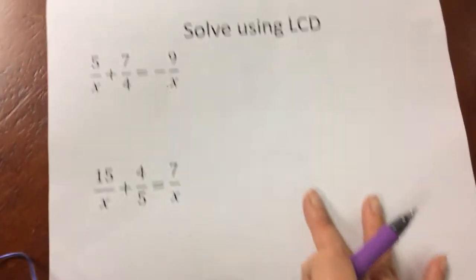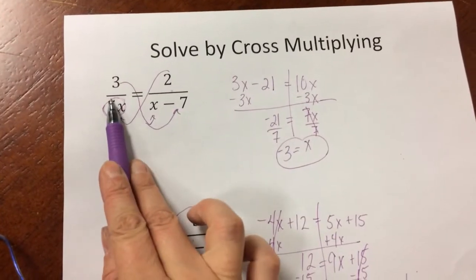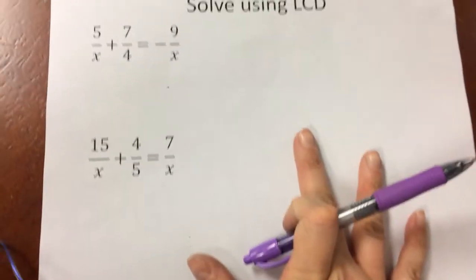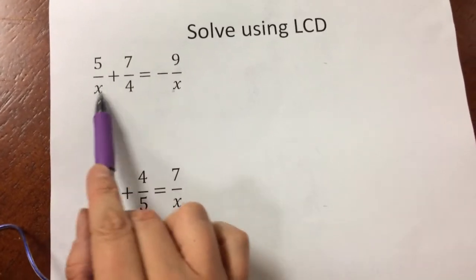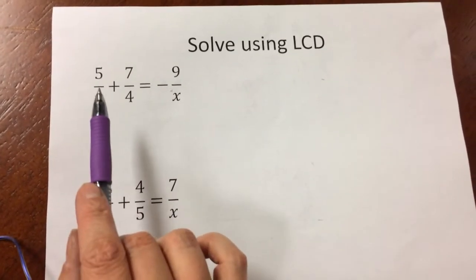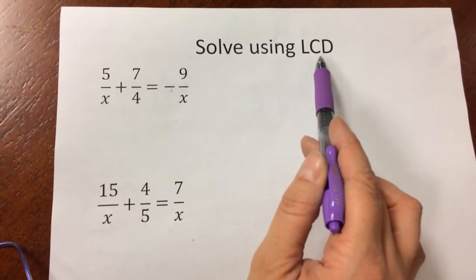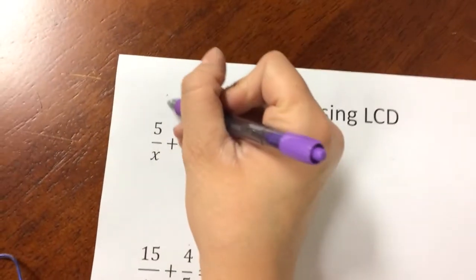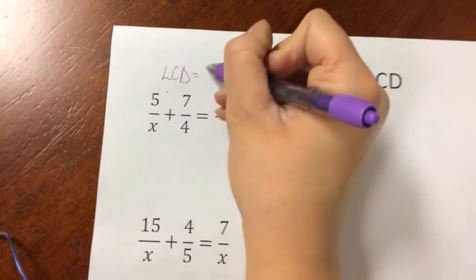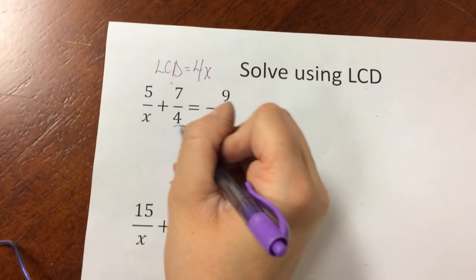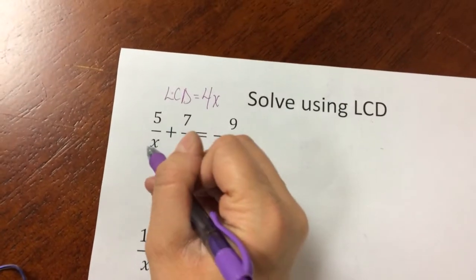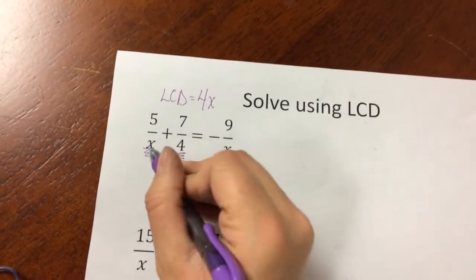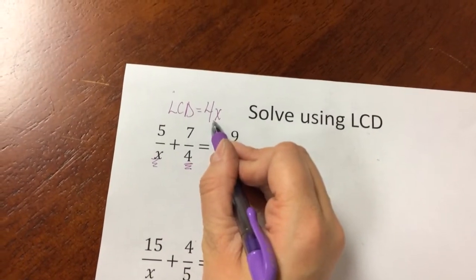Now, understand that the ones we just did were one single fraction on either side of the equal sign. If we look at these, they have two fractions on the left-hand side. So they're going to have a different process, and we have to use what's called the LCD, the least common denominator. So the least common denominator for this one would be 4x. Borrowing the 4 from this denominator and borrowing the x from these two, which had the same. Okay, so the least common denominator is 4x.